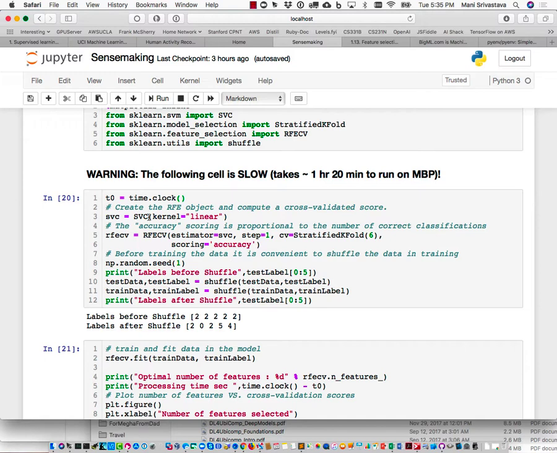Now here, all I'm doing is creating the objects. So all of these things are just for not running anything.